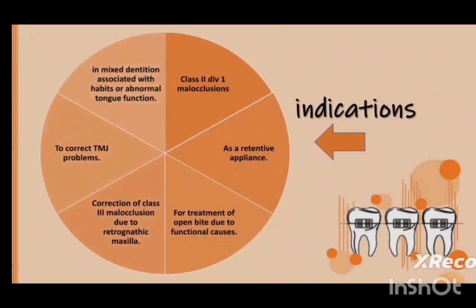Now coming to indications of the bionator, it can be advocated in class 2 division 1 malocclusions. It can be used as a retentive appliance. It can be used for treatment of open bite due to functional causes. It can be advocated in correction of class 3 malocclusions due to retrognathic maxilla. It can be used to correct TMJ problems, and it is also advocated in mixed dentition associated with habits or abnormal tongue function.